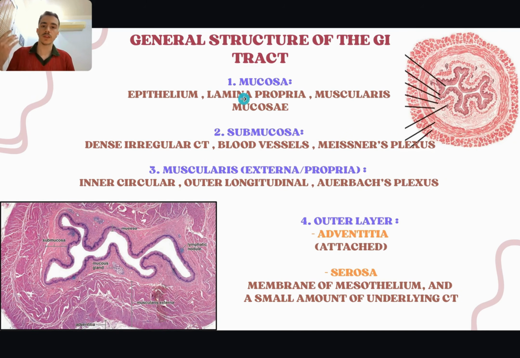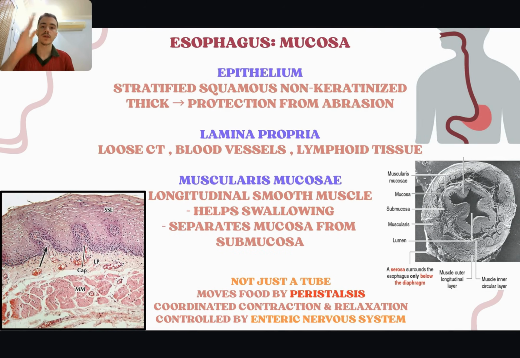Mucosa is epithelium, lamina propria, and muscularis mucosa. Dense irregular connective tissue for the submucosa, which also has blood vessels and the submucosal plexus. And for the muscularis, we have the Auerbach plexus, which is the myenteric plexus, between the circular and the longitudinal muscle. Now let's talk about the mucosa very fast. I know it's a crash course, so we need a speed run.